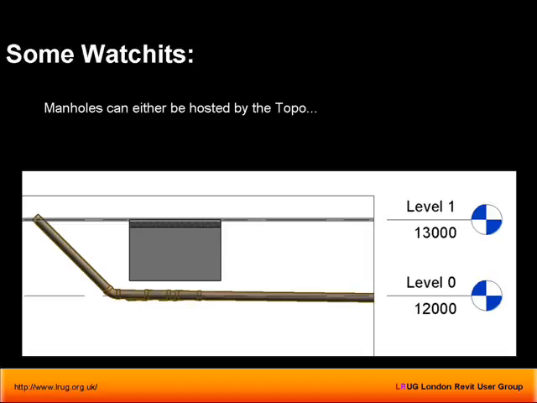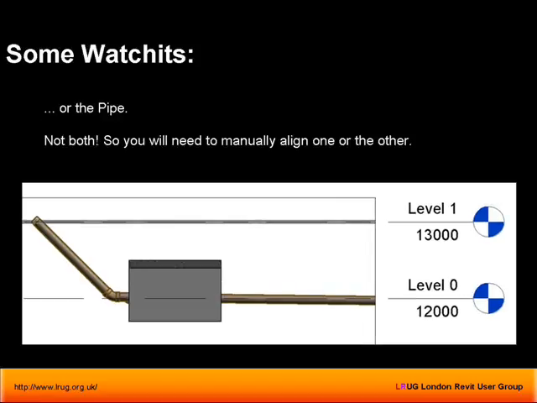Manholes. A manhole, in reality, will be hosted by two things. It will be hosted by the topography, and it will be hosted by the drain run underneath. And it would be really smart if Revit could just sort of stretch between the two, but you can't host an object to two things. So you either host it to the topo, which means that your cover level will always be correct, and then drag the bottom of it down to the level of your pipe, or you host it to the pipe and drag the cover up to the top.